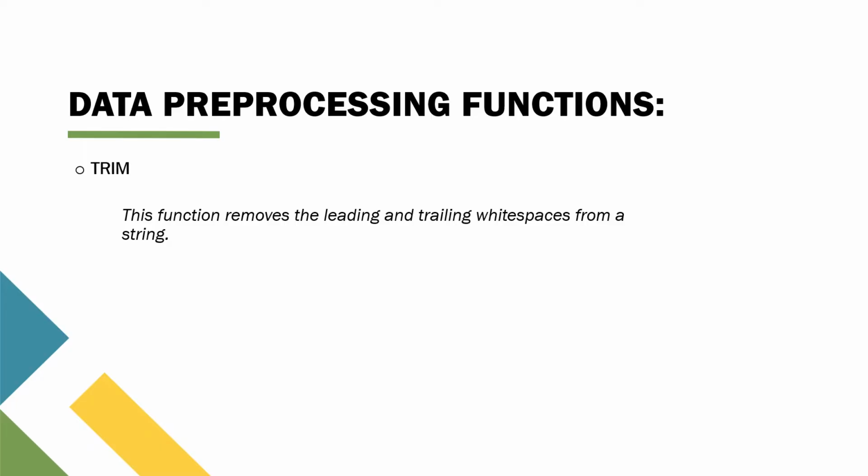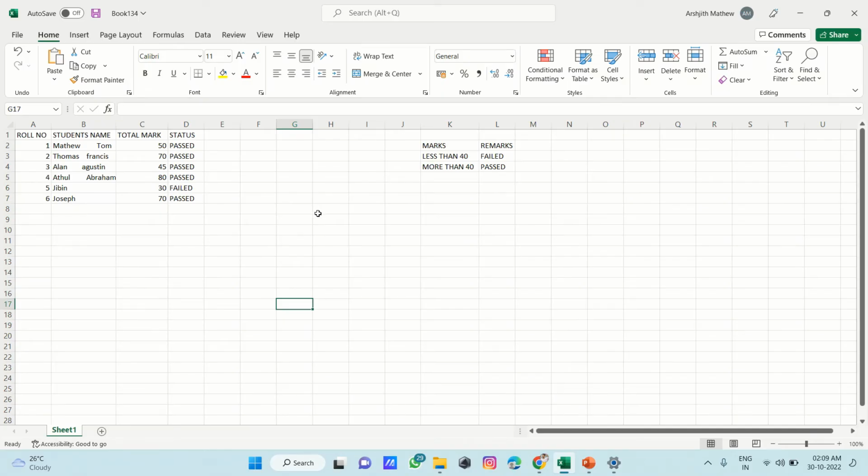Trim function. This function removes the leading and trailing white spaces from the string. For example, here we can see there are so many spaces between the first name and last name. We want to remove that. Matthew, Tom, Thomas, Francis, there are so many spaces. So we want to remove the blank spaces. So we are using the trim function.